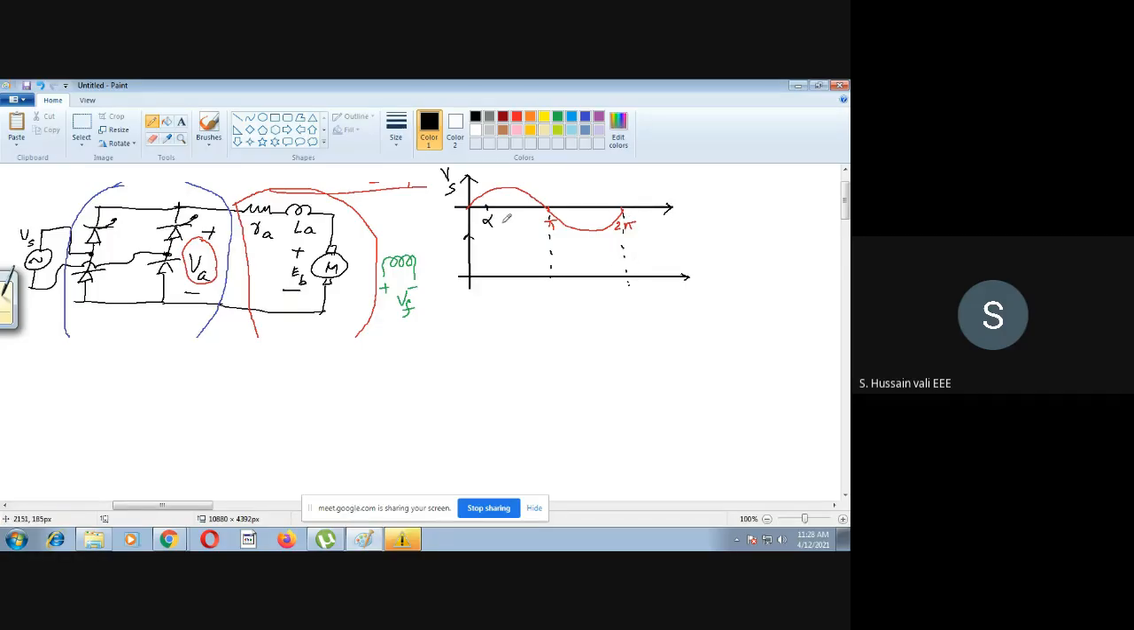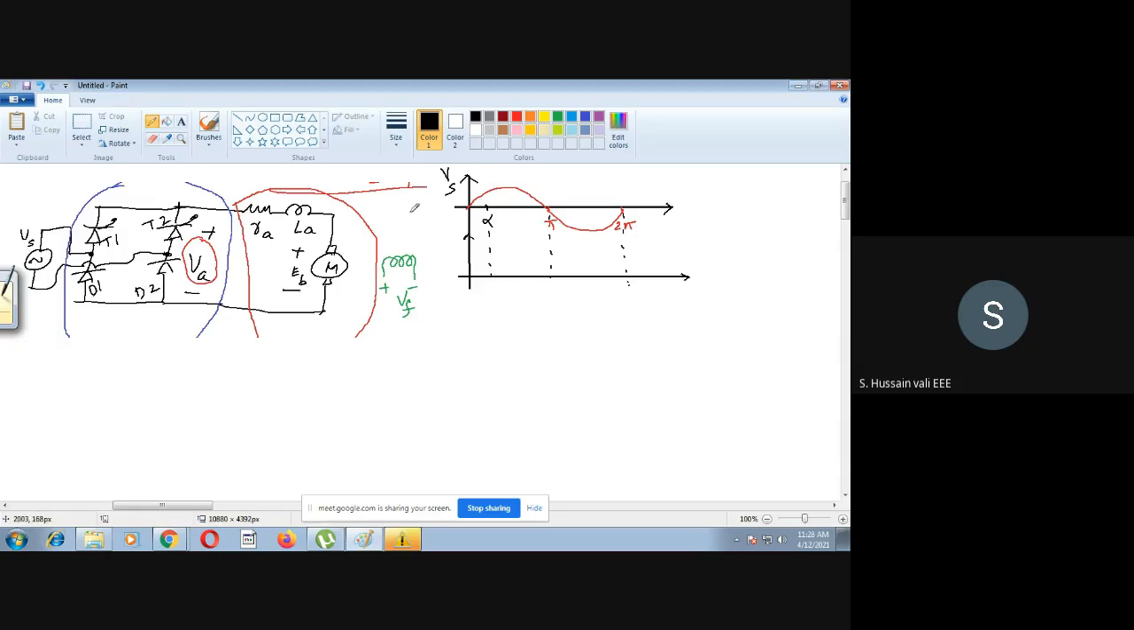Now alpha is the firing angle. Somewhere here, this alpha is the firing angle. So at this angle, we fire thyristor number 1. So this is thyristor number 1, this is 2, diode number 1, diode number 2. So T1, T2, D1, D2. Now this is continuous conduction.